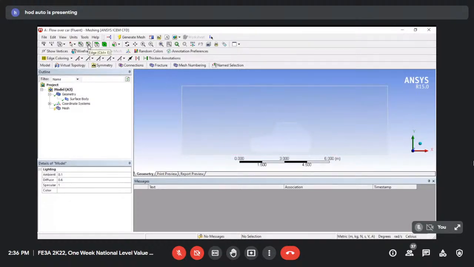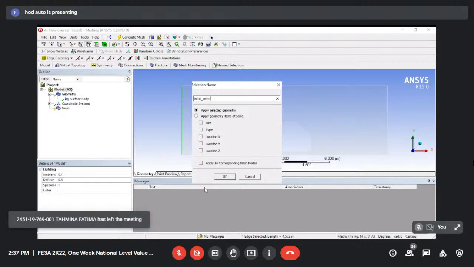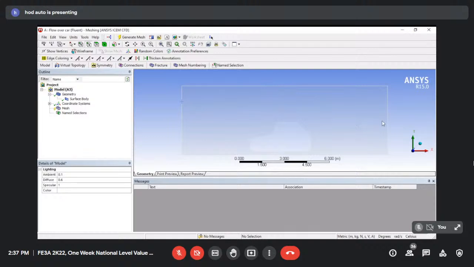What you do, select edge, this edge. This is a point, this is the edge, this is the surface, this is volume. I'll go with edge. Go to this, right click, create named selection, because this is where it is telling you which particular boundary is what. So this is your inlet, wind tunnel inlet.